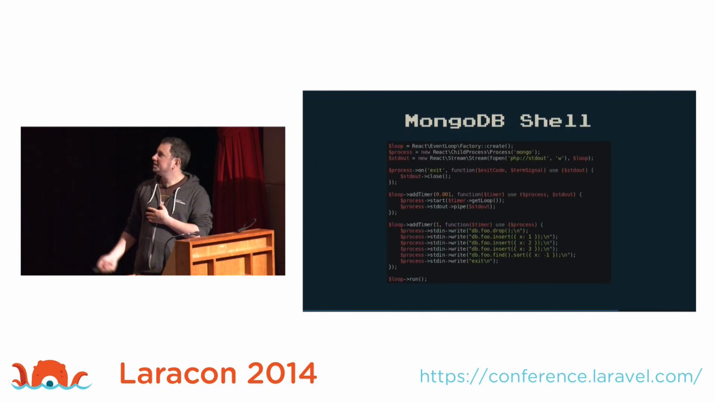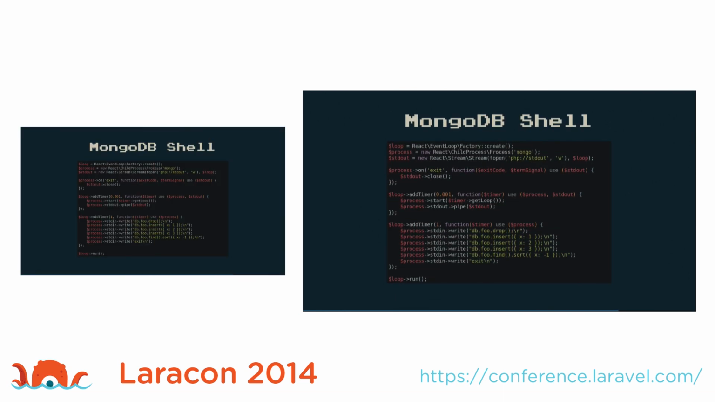OK. So the other case, and I'm just going to show a little about the process component. At MongoDB, I work on the PHP driver, which is the C extension. One of the things we have in our test suite is we need to spin up a whole cluster of machines. The Mongo command line shell has a bunch of nice utilities for this, and unfortunately, there's no API to access it from PHP.